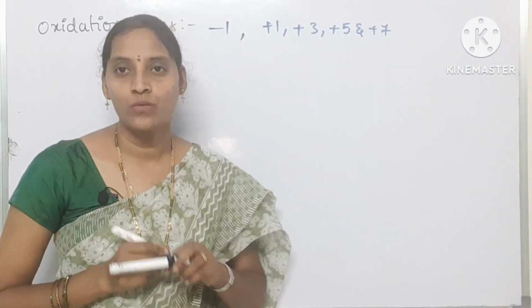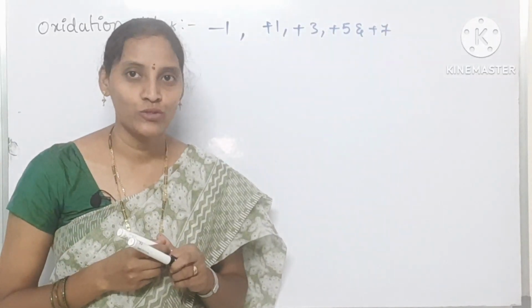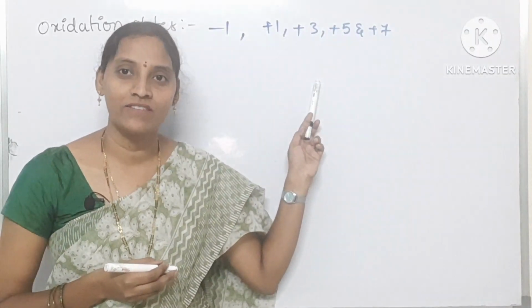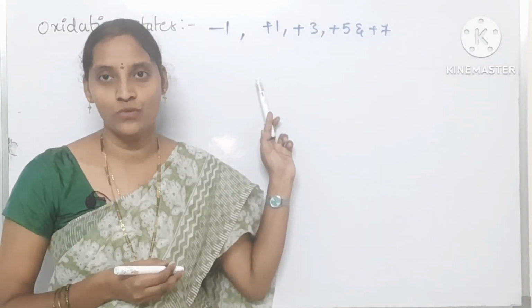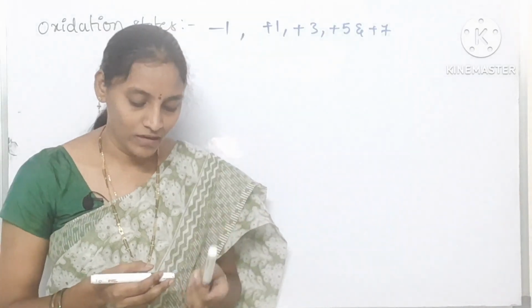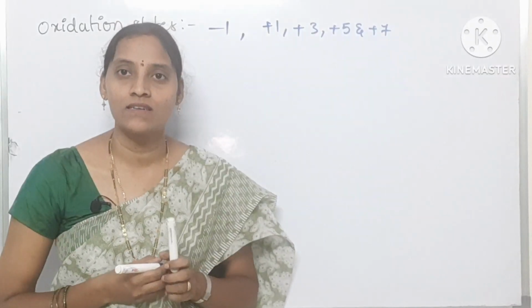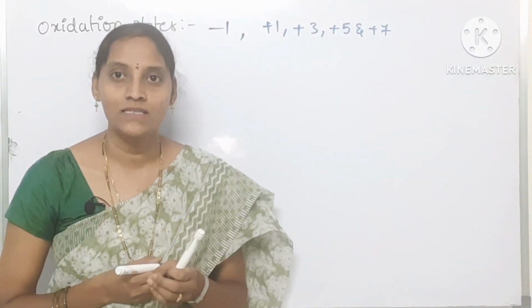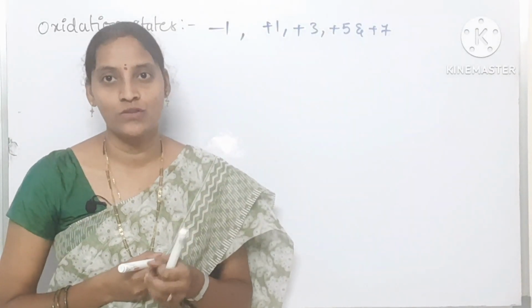Only fluorine is not able to show these; the remaining all will show these higher oxidation states because all are having d orbital except fluorine. Fluorine doesn't have d orbital. These higher oxidation states especially we are going to see in interhalogen compounds, oxides and oxo acids of halogens.